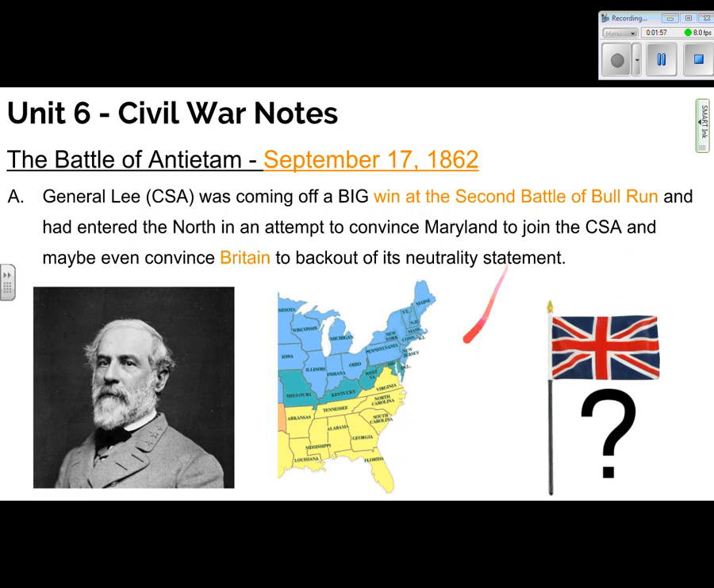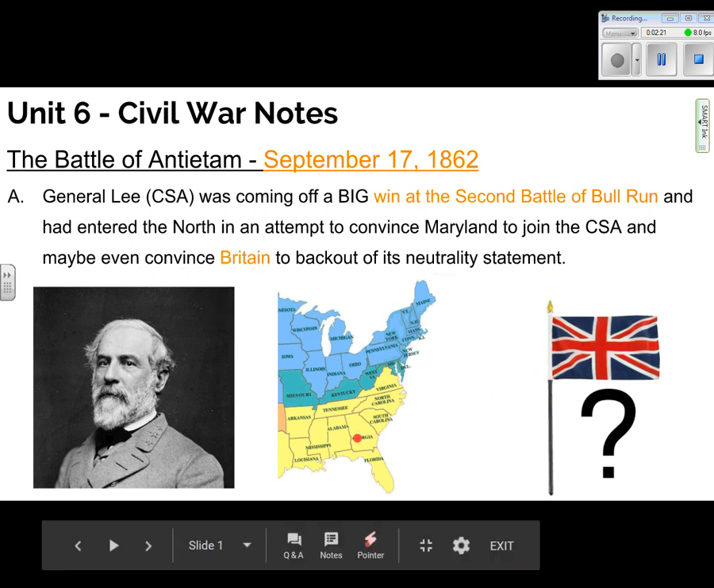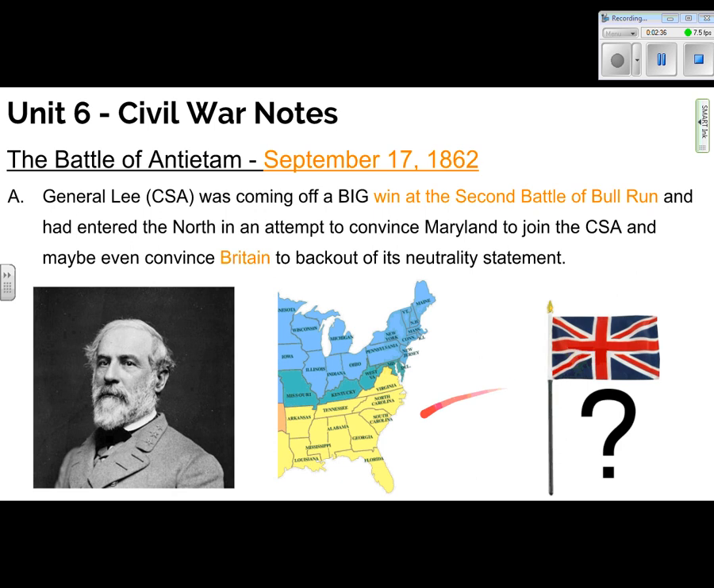Why did he choose Maryland? Well, because they're teal on the map. And if you remember, what that means is they're in the North, they're part of the Union, but they have slaves. And Lee says it's perfect. These people are like us. They understand that slavery is great. So we're going to march into Maryland, kick some Union butt. Then Maryland is going to be like, you know what? We should just join the Confederacy and maybe even convince Great Britain to help the South. Because Great Britain likes Southern cotton, and Lee knows that George Washington and Alexander Hamilton benefited from getting France involved. Maybe if the South can get Great Britain involved, that'll help.